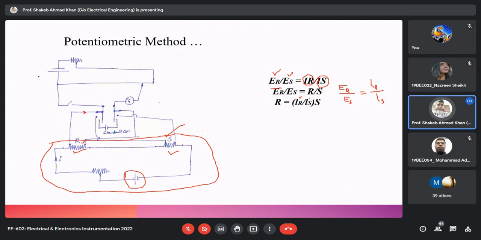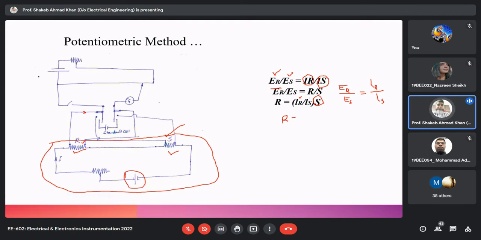In case of R, it will be LR. In case of standard resistance S, it will be LS. So R will be measured in terms of LR upon LS into S, where S is known standard resistance. This way, the potentiometer method indirectly can be used for the accurate measurement of small resistance.